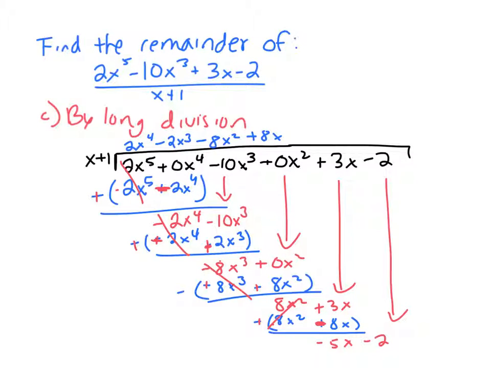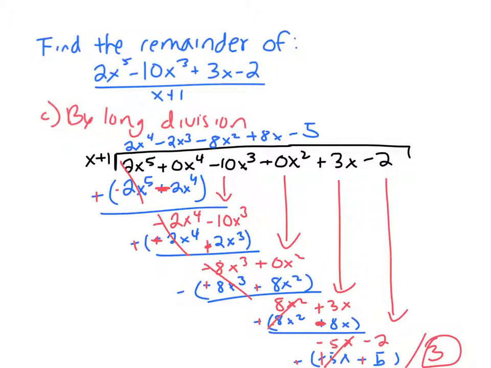So what times x is minus 5x? That would be minus 5. So minus 5 times x is minus 5x, and minus 5 times 1 is minus 5. Okay, and then you subtract it off. So this becomes plus, and that becomes plus. So these cancel. So negative 2 plus 5 is 3.